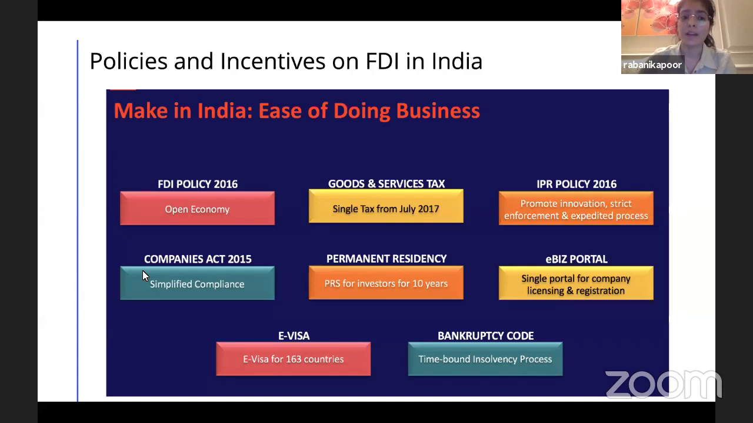FDI limit in defense manufacturing under the automatic route has been raised from 49% to 74% now. The government has released the National Infrastructure Pipeline, which plans an investment of approximately $1.4 trillion in the infrastructure between 2019 and 2025. Going forward.